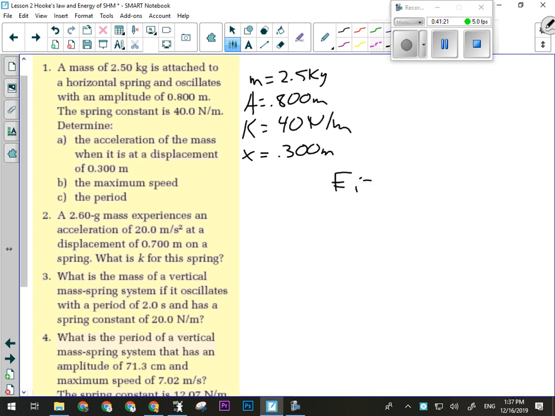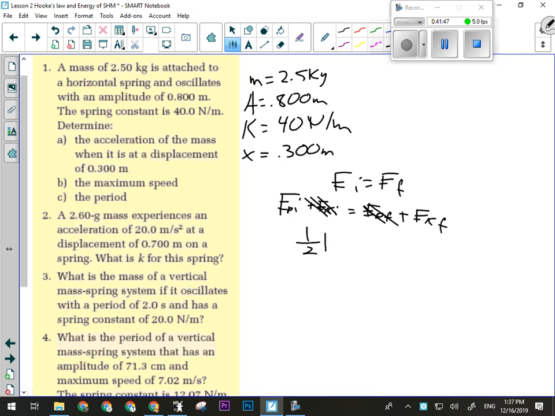So that'll be EI equals EF. Again, we'll say initial potential plus initial kinetic equals final potential plus final kinetic, but two of these are 0. Initially we're at the maximum amplitude where our speed is 0, and at the end we're at the maximum speed, which is at equilibrium, where there's no potential energy.